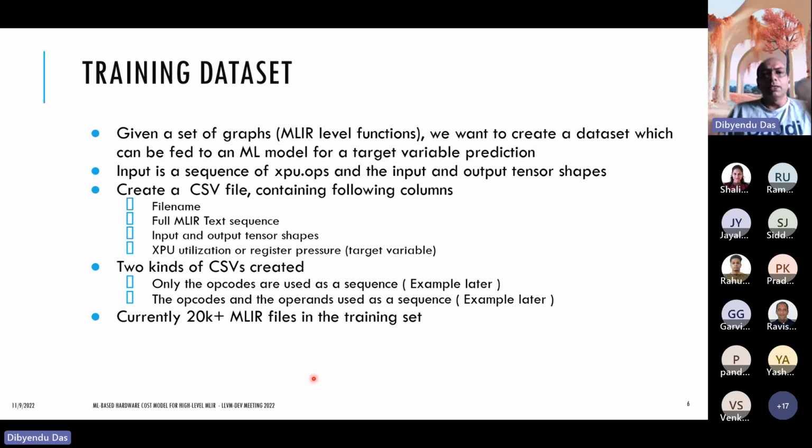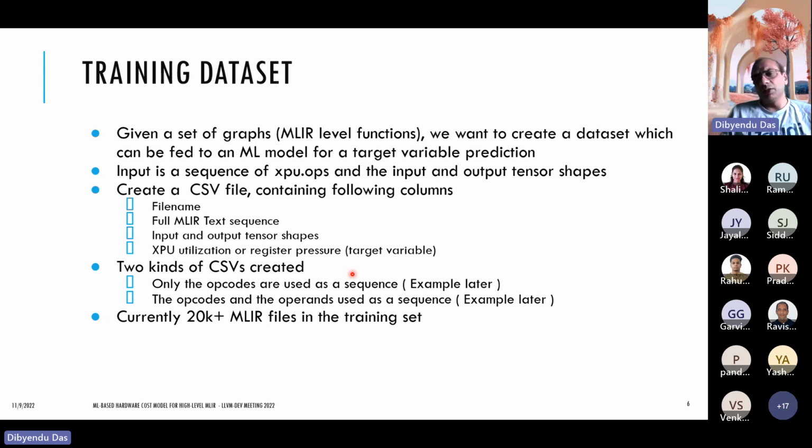Okay, so to go further into it, as I said, the input is a sequence of these ops, and the input-output tensor shapes. Not everything in the text token sequence may be taken. Some things we may drop, like brackets and things like that, but these may still be used in some form. And what we do is we create a CSV file out of it. It's a kind of basic database consisting of your MLIR text sequence, your input-output tensor shapes, and finally, for your training data set, I also want to put in what my target variable is, right? Is it register pressure, XP utilization? What is my target variable?